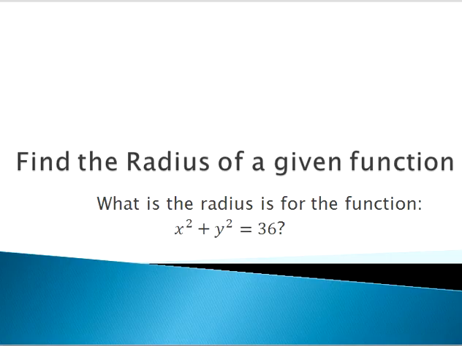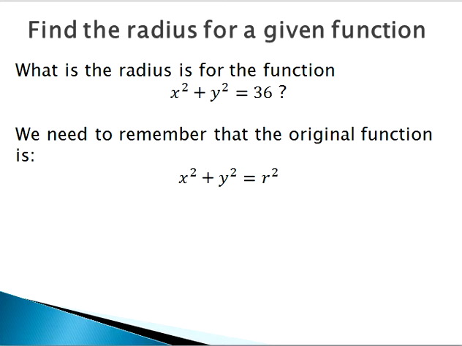All right, let's continue. Let's find the radius of a given function. What's the radius for the function x squared plus y squared is equal to 36? Well, a few of you might see this right away, but we're just going to go over the steps because it's not always this easy. We need to remember the original function. Always start with the standard function, which is x squared plus y squared is equal to r squared, and of course this is only for circles where the center is the origin. That's what we're looking at today, which tells us that r squared has to be the 36.